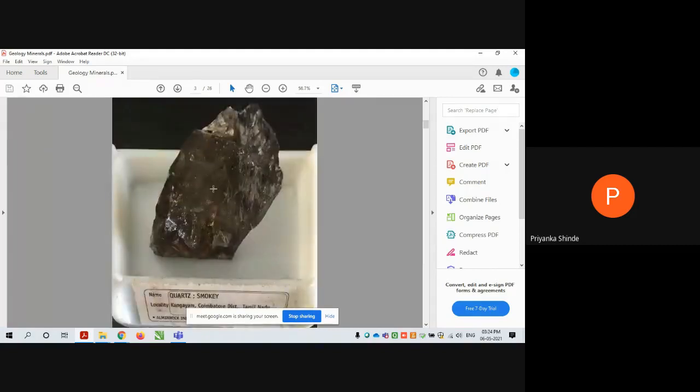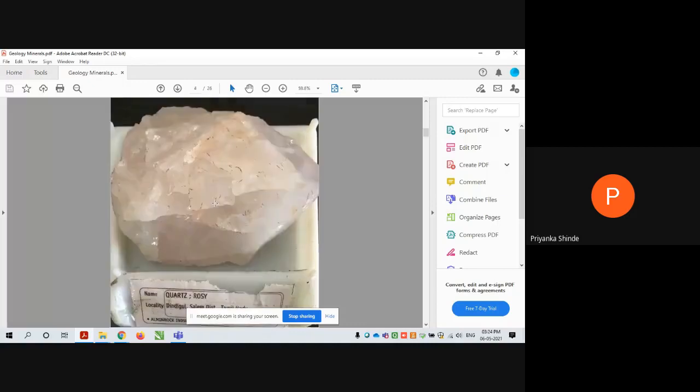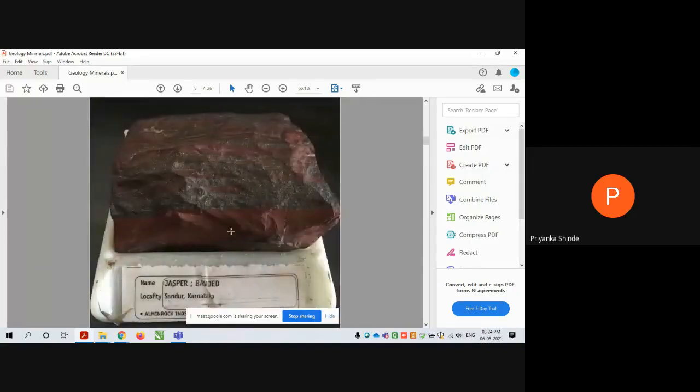Then one more, that is smoky black or smoky brown in color. So the name of this mineral is smoky quartz. Then we have one more which is rose pink in color, light pink, which looks like a rose. So it is called rosy quartz. Then this one is jasper.